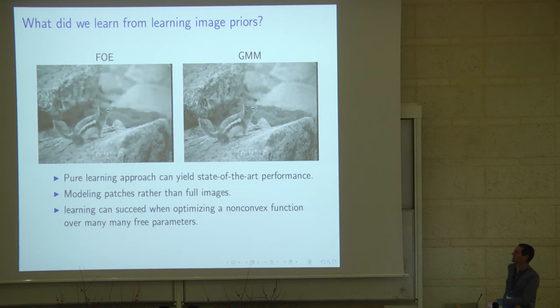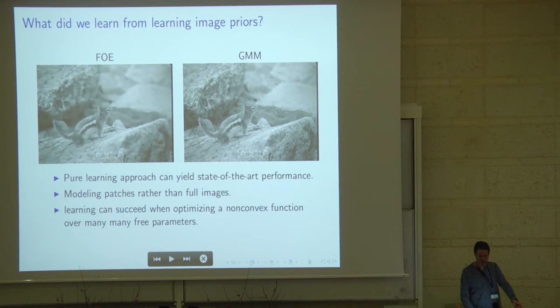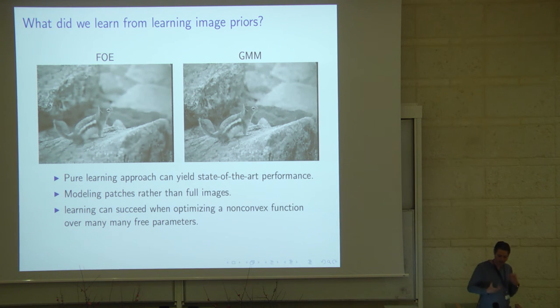I don't know how many of you are interested in image restoration in particular, but what did we learn from this story? If you look at the field of experts model, it was a pure learning approach, but it just didn't work very well. The Gaussian mixture model is also a pure learning approach. It doesn't require an engineer to design a specific algorithm for a specific task, but it can yield state-of-the-art performance. And what's the secret? There were two design decisions made by Daniel. One is modeling patches rather than full images. I'll explain exactly what that means. The other, which relates to the discussion we're going to have about neural networks and deep learning, is that learning can succeed when optimizing a non-convex function over many, many free parameters. I'll go into these two bullets.